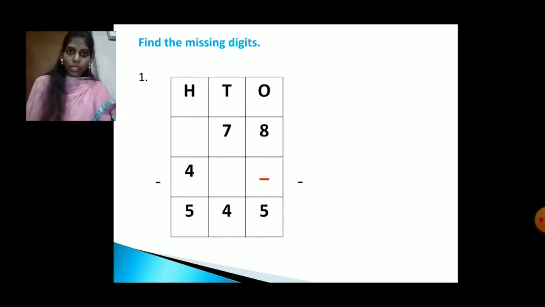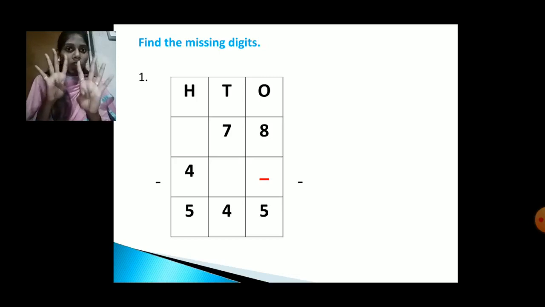Start from the ones place only. At the ones place you have to find out the smaller number. Bigger number is given and difference is also given. For finding the smaller number, what will you do? You will subtract the difference from the bigger number. So 8 minus 5. Here the bigger number is 8 and the difference is 5. It means from 8 fingers you have to take out 5 fingers. 8 minus 5 is 3. So we will write 3.